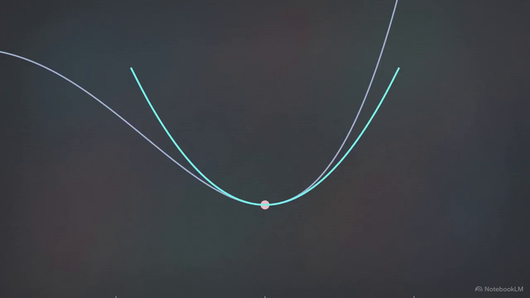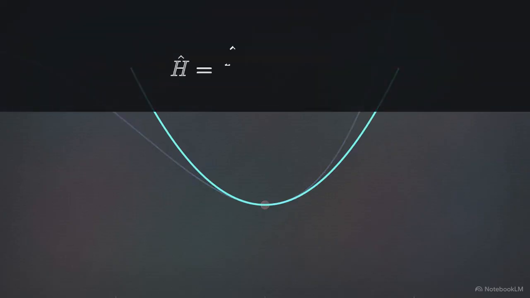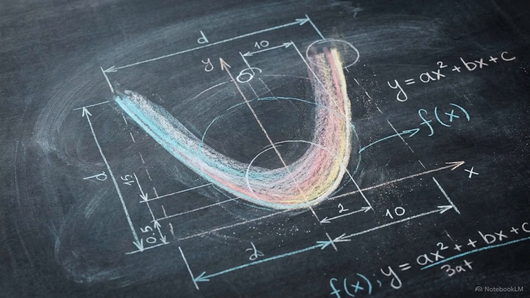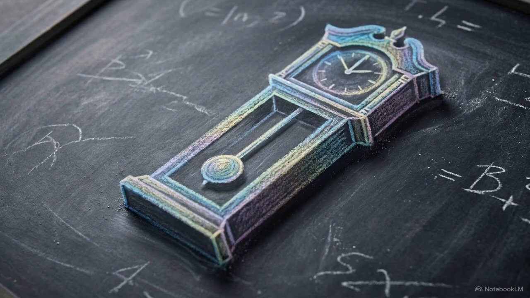This geometric fact gives us the Hamiltonian for the quantum harmonic oscillator. It reduces the system to a kinetic energy term plus that critical quadratic potential, the x squared term. Because this quadratic approximation holds for any smooth minimum, solving this specific equation provides a template for understanding nearly every quantum system near equilibrium.